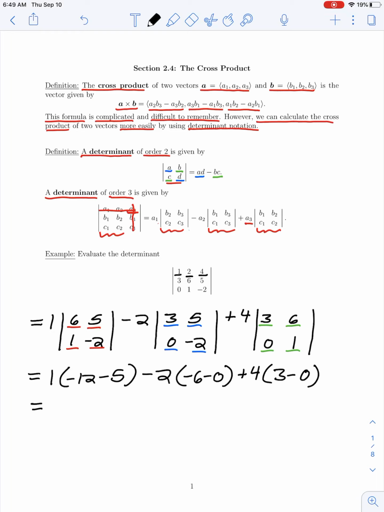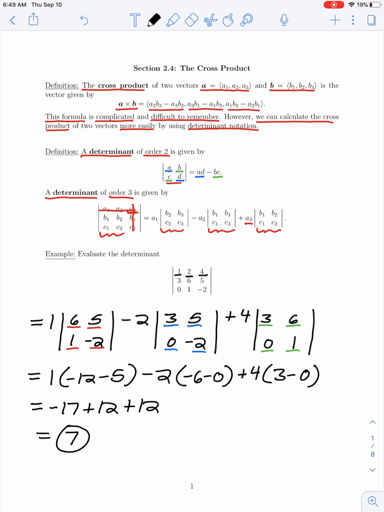So we have 1 times negative 17, negative 2 times negative 6 would be a positive 12, and then plus 4 times 3 is another 12. So that leaves us with negative 5 plus 12, which is 7. So we have this determinant of that indicated 3 by 3 matrix.